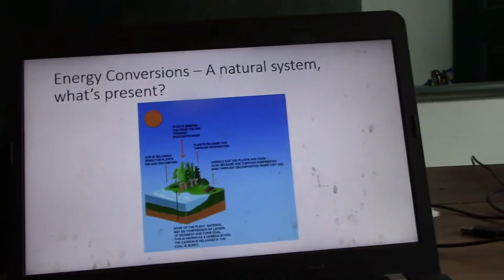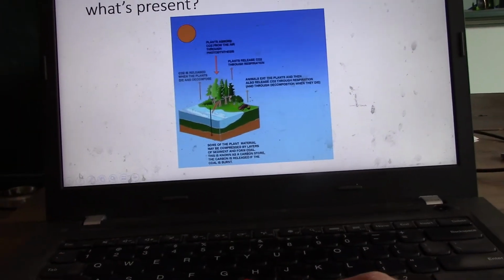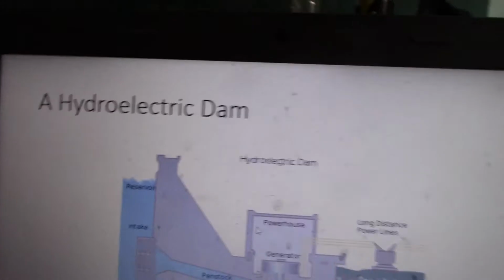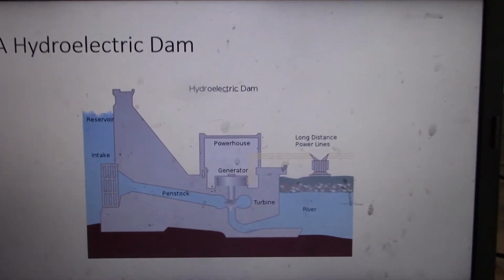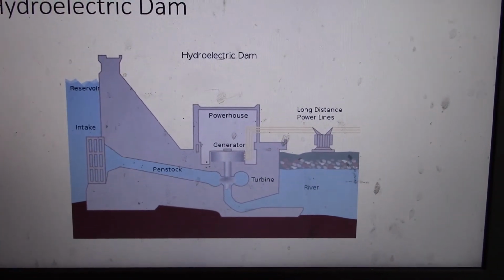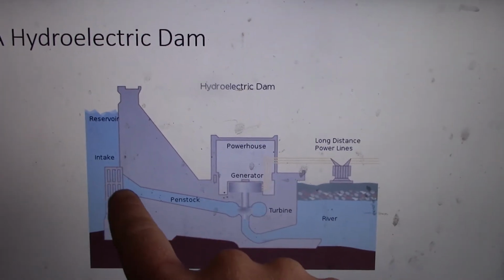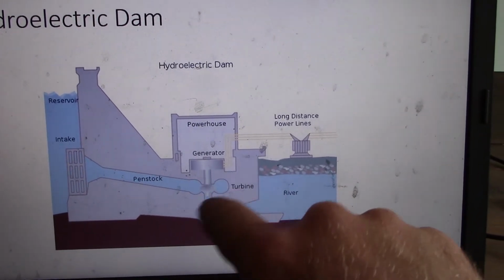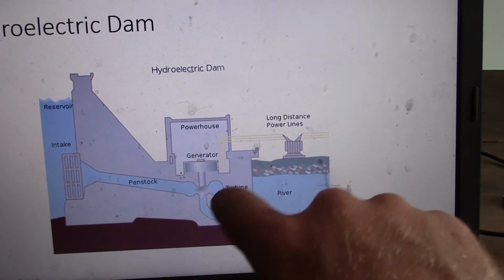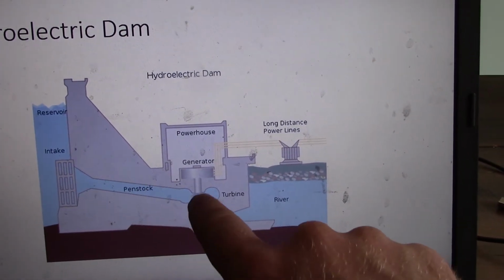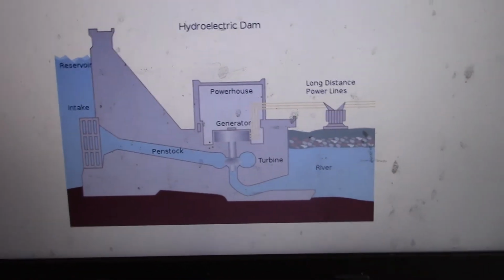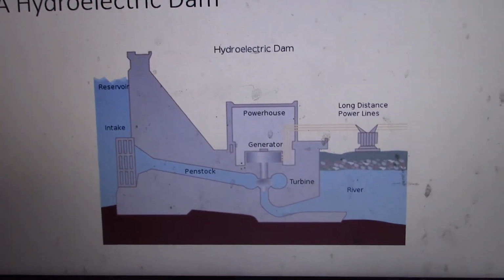So that's what we're talking about here: energy conversion. These are all your different types of power plants. Think about the energy conversions in this power plant. You have stored chemical potential energy converted to kinetic energy, which is then converted into electrical energy. So this water moving through the penstock turns the turbine, and then the turbine moves an electromagnet and creates electricity.